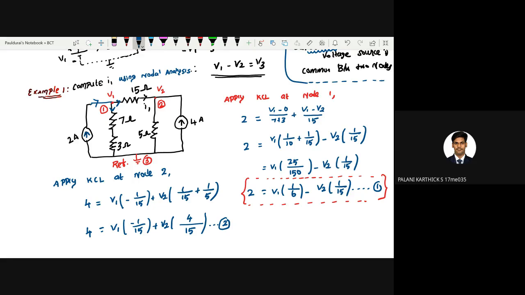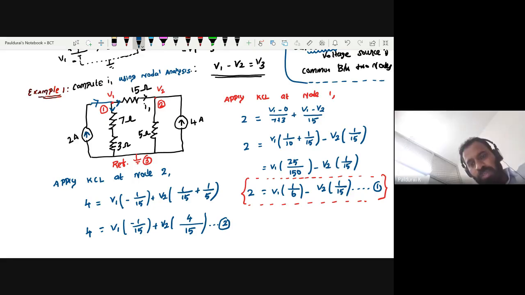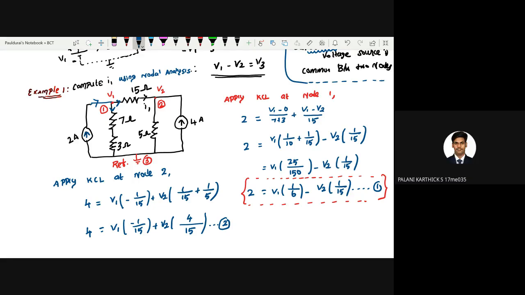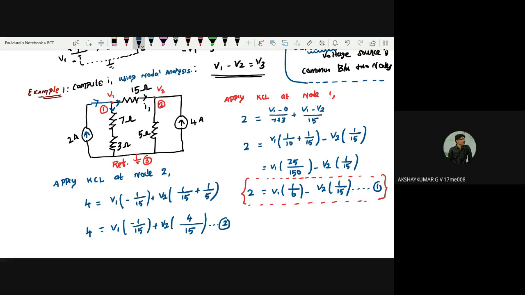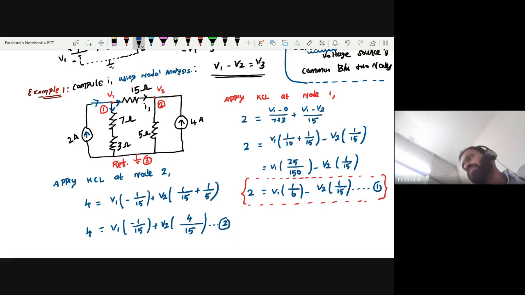Sir, 2 by 15 or 4 by 15? Which one? V2 into 1 by 15 plus 1 by 5. You just don't go for the shortcut method. The one-stroke equation you can apply as per this procedure. Go step by step. Sir, both answers are 20. Yeah, very good, very good. So if you solve, this is my equation number 2, right? Correct.